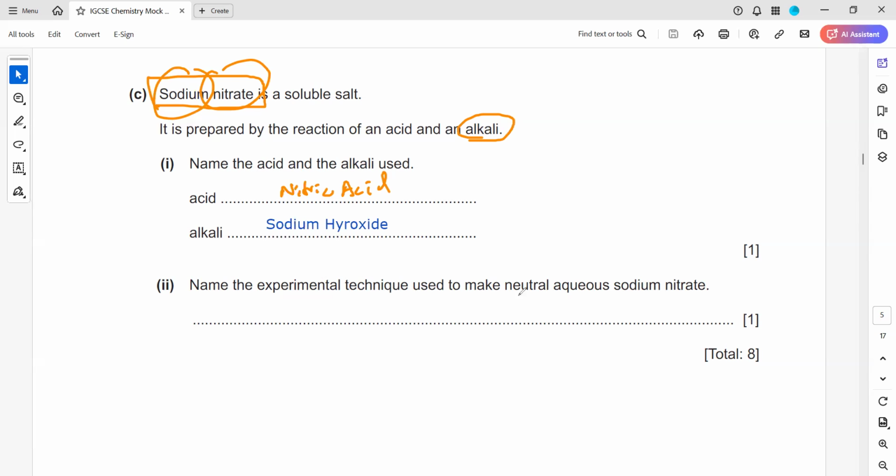An experimental technique used to make a neutral solution. Whenever an acid reacts with an alkali, there's a specific term used for this technique. We call it titration. Titration.